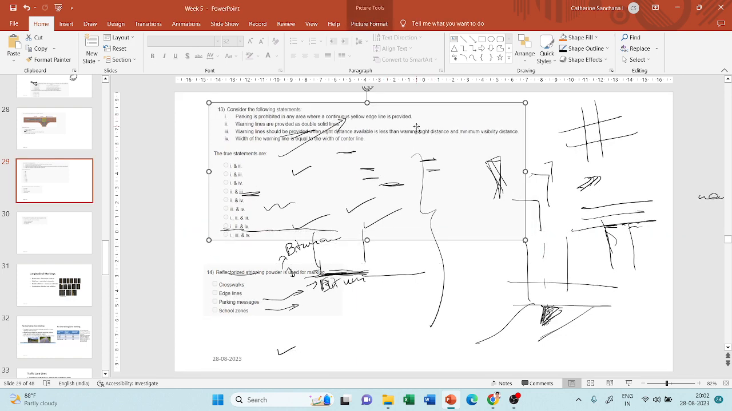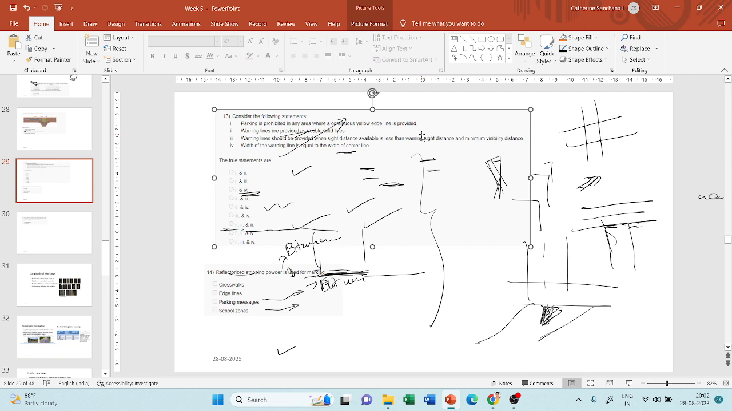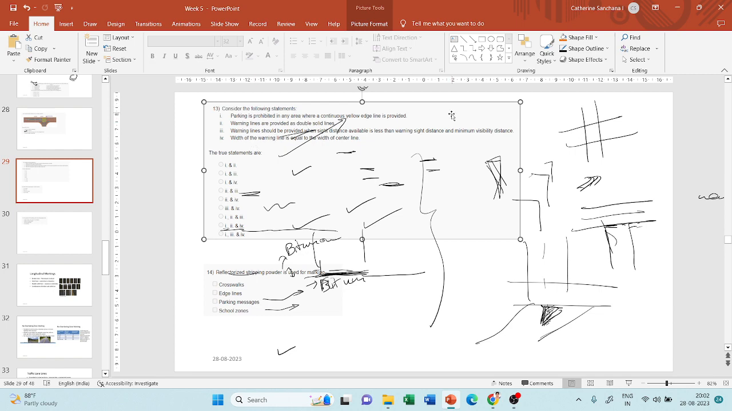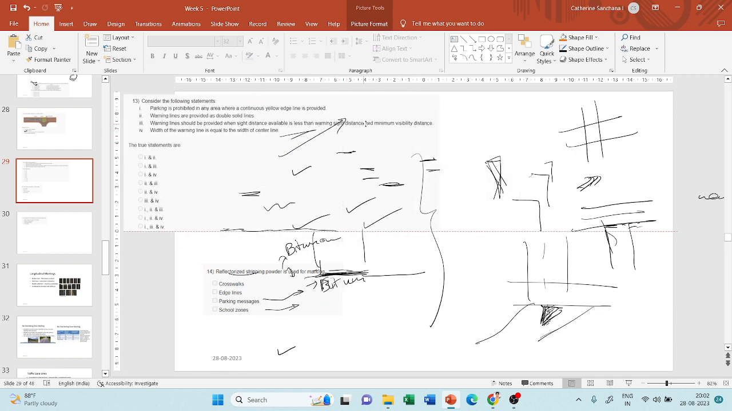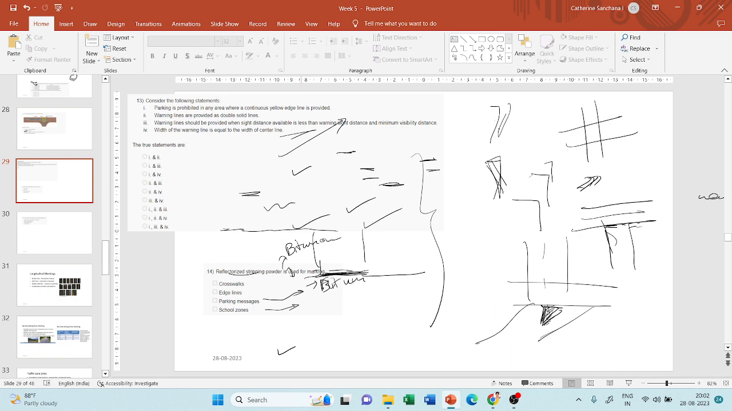Now moving on to the next question, which is 13. Consider the following statements. You need to say which one is correct. Parking is prohibited in any area where a continuous yellow edge line is provided. We clearly saw this, that if there is a yellow edge line, then parking or even dropping and pickup is prohibited, right? So one is correct.